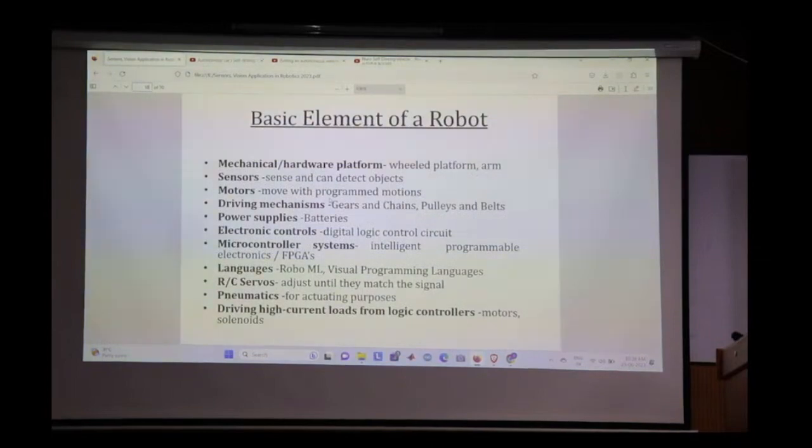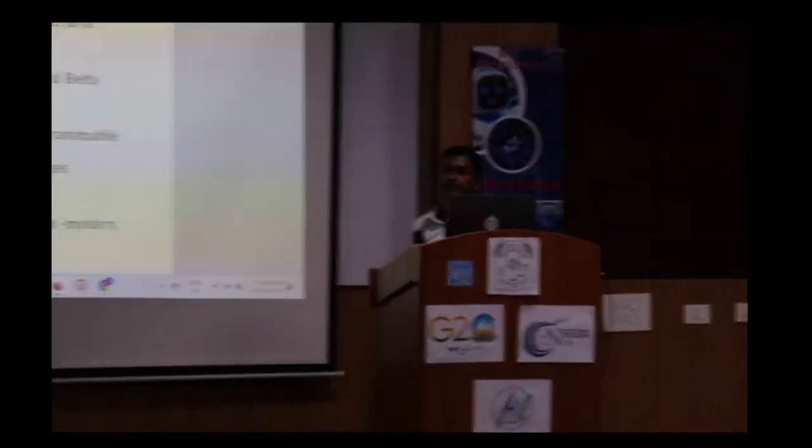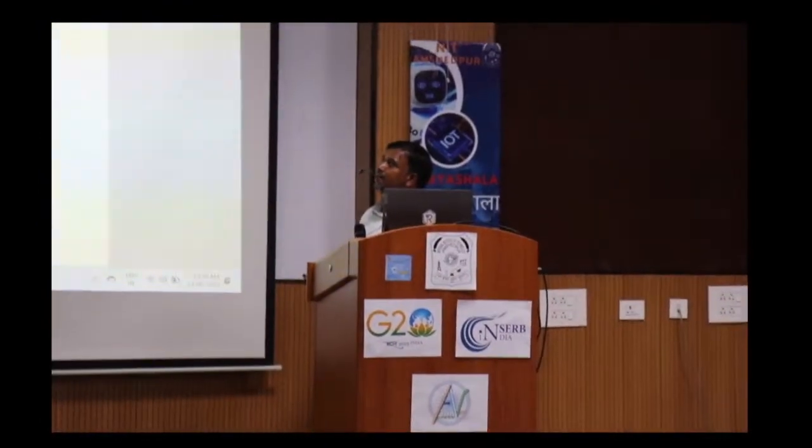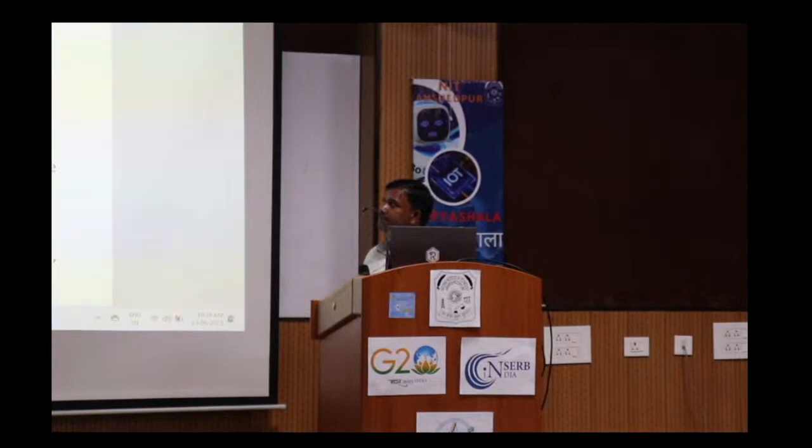Now we'll come back to the things we are here to discuss. We'll talk about basic elements of robots. So we have got a mechanical hardware platform, which generally is a wheeled platform. Arms are there, then sensors, which sense and detect objects. Then we have got motors, which move with programmed motion. We have got a driving mechanism, which includes gears, chains, pulleys, and belts.